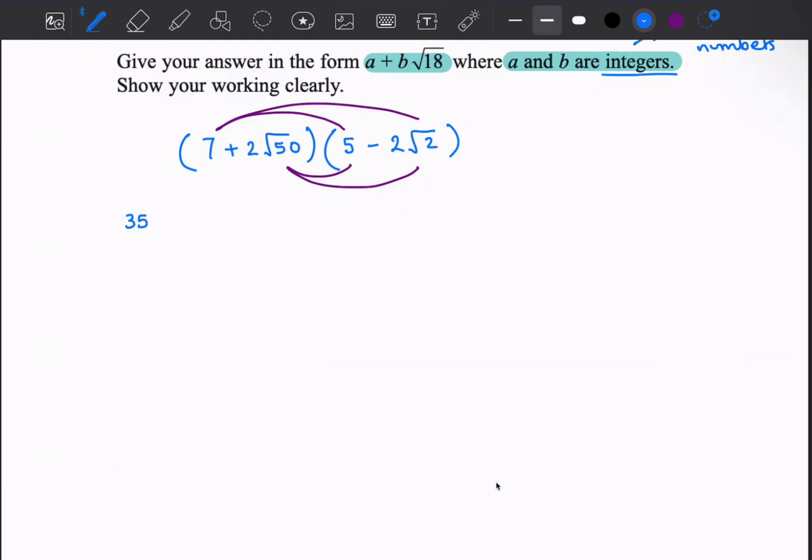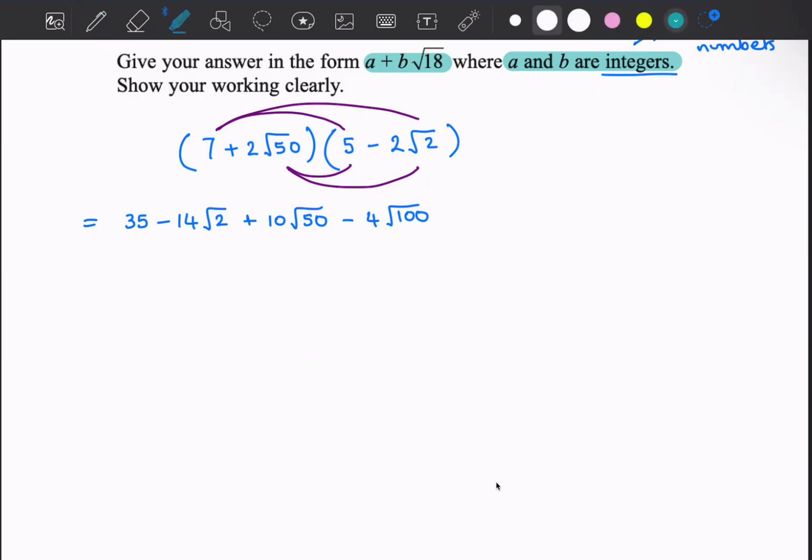Then 7 times minus 2 root 2, which is minus 14 root 2. Then 2 root 50 times 5, which is 10 root 50. And then 2 root 50 times minus 2 root 2, which is minus 4 root 100. So we've got that all multiplied out, and now we're looking for ways to simplify.